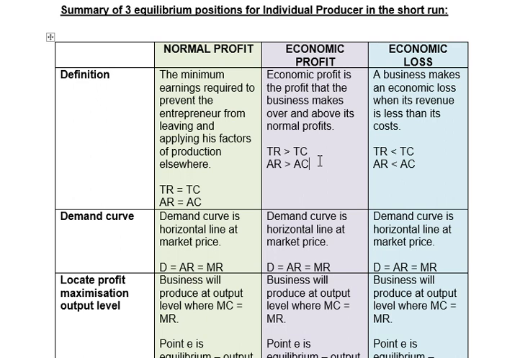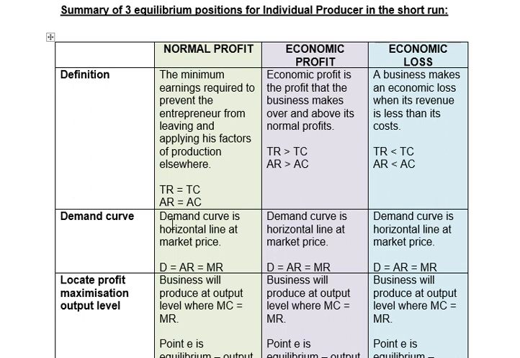And then the last equilibrium position is when the firm can make an economic loss. Remember, an economic loss will be realized if the revenue that the business receives is not enough to cover its total costs. So in the case of an economic loss, your total revenue received is less than your total cost, or if you just look at the averages, your average revenue is less than my average cost.